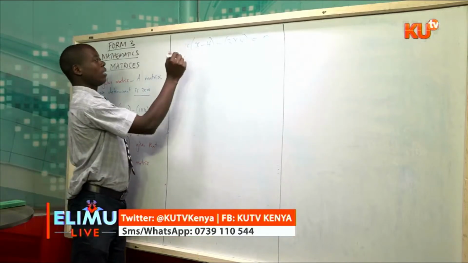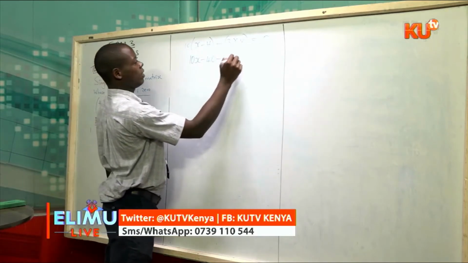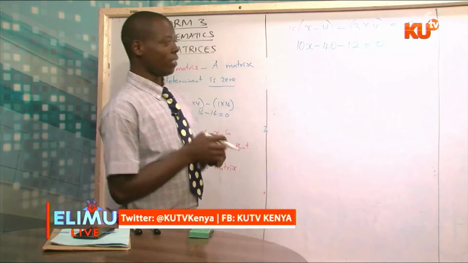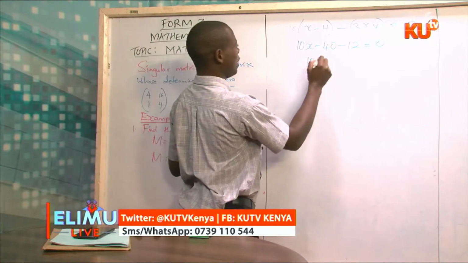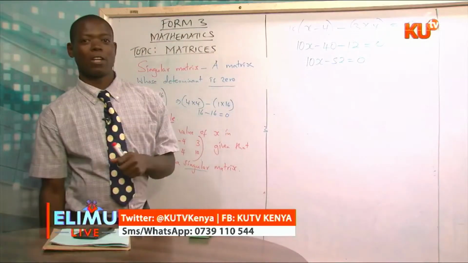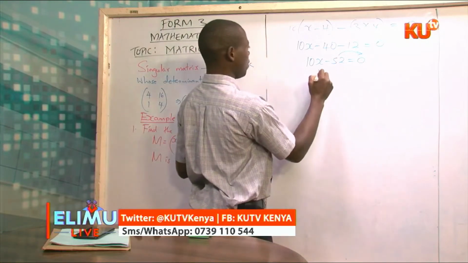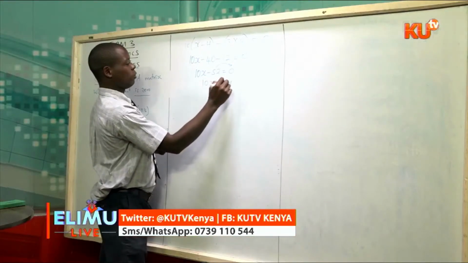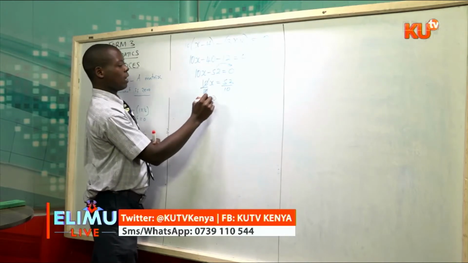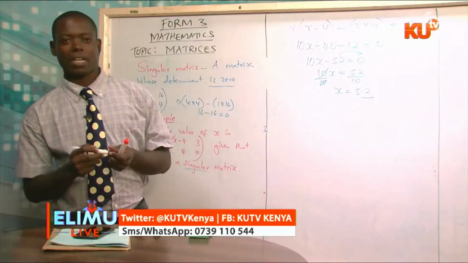By expansion, this will be 10x less 40 less 12 is 0. Minus 40 minus 12 is minus 52. Therefore, this is 10x minus 52 is 0. We collect like terms by taking negative 52 to the right side, turns positive. So 10x equal to 52. Then we divide by 10, divide by 10. This cancels out, and x is equal to 5.2. That is the value of x in that matrix.